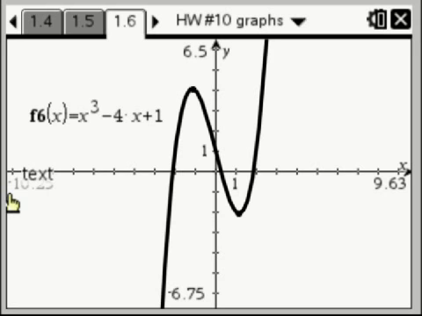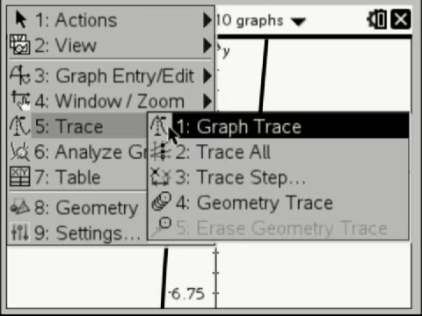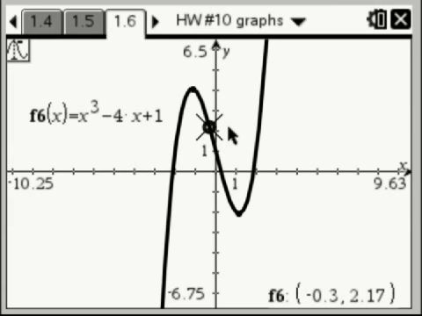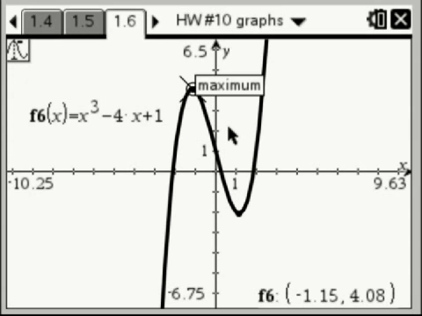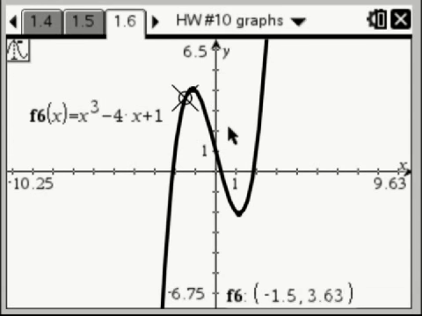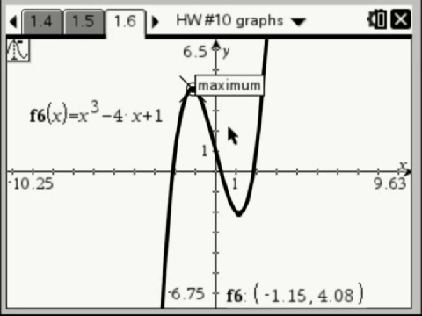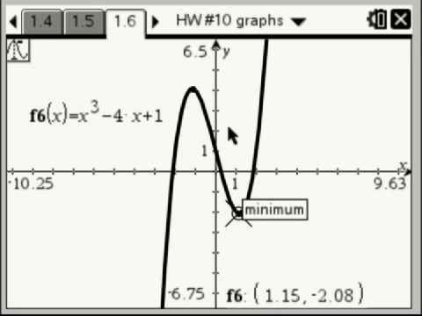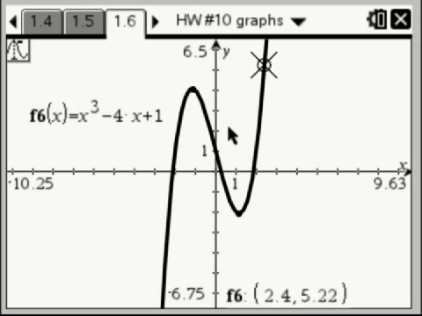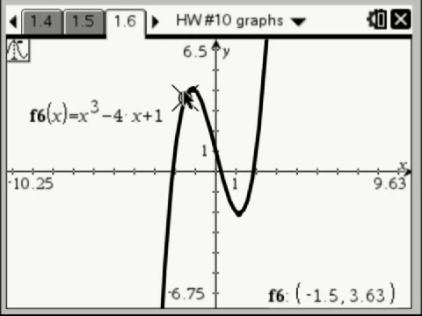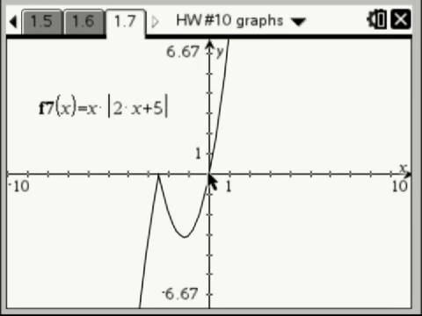x cubed minus 4x plus 1. I'm going to use the trace function, and I'm going to dance my little spider up and around here. Now the Inspire has a nice trait. When I hit a local maximum, it'll give me the coordinates of that point and indicate it's a maximum. Same if I hit a local minimum. Now you realize that these aren't minimums or maximums for the function. They're just local. It's just a local maximum in some tiny interval.